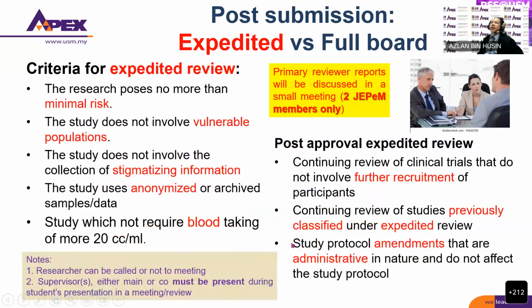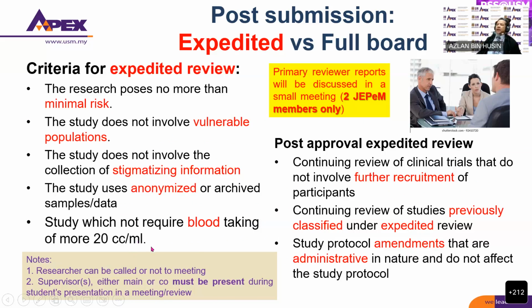Okay. So what is expedited and full board? When the proposal is considered low risk and eligible to be reviewed as expedited, this is the criteria: it does not involve a vulnerable population, does not involve the collection of sensitive data that is stigmatized, uses an adequate anonymizing protocol, and even if you take blood, it should not be more than 30 cc.